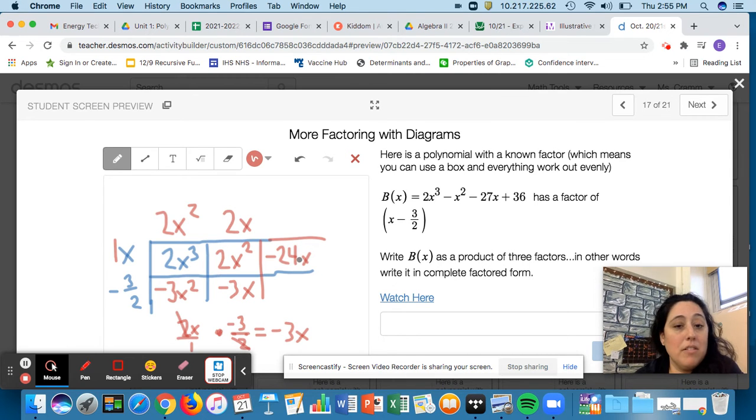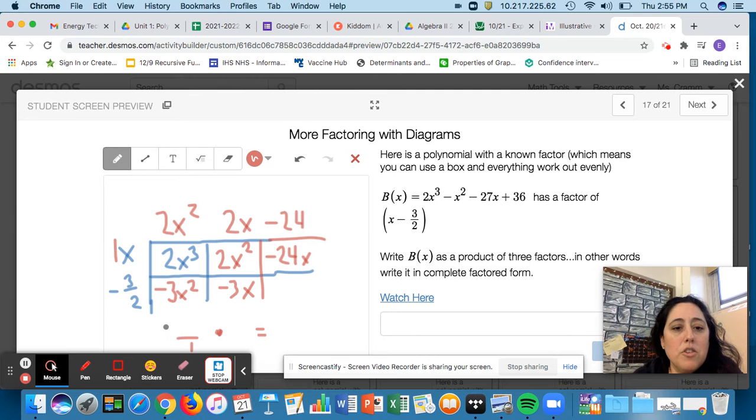Now let's do this again. What number times x would give me negative 24x? That is negative 24. So x times negative 24 gives me negative 24x. Great. Now I'm going to go back and do the math here again.